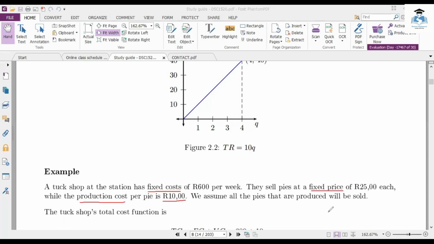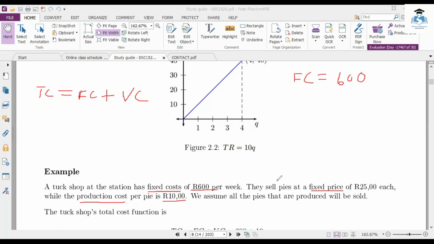Okay, so I want to ask somebody, if we want to determine our total cost, what must we do here? Since we said total cost is equal to what? Variable cost plus fixed cost. So you need to take them individually. Then you say FC is equal to what? We were told that fixed cost is equal to 600. So your FC is equal to 600.